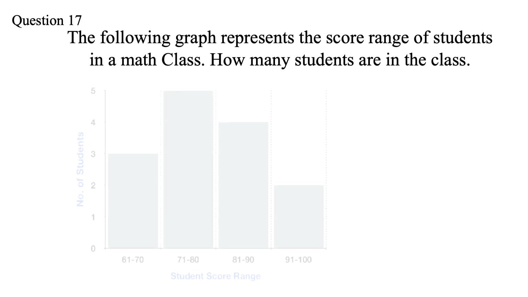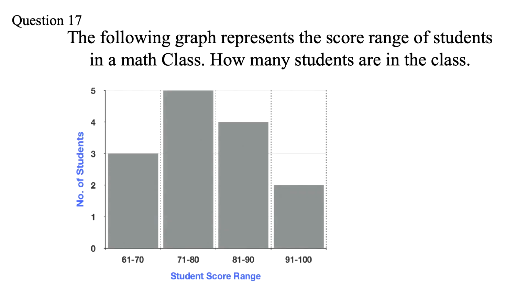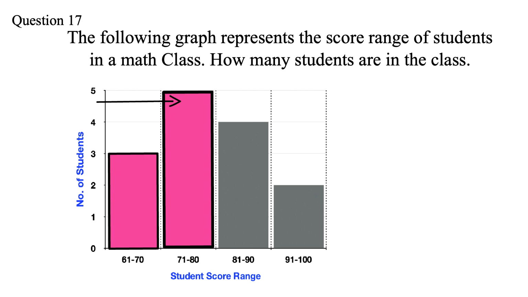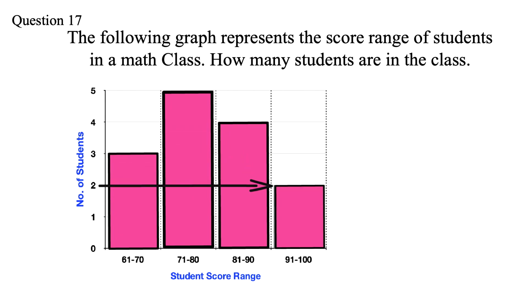Question 17. The following graph represents the score range of students in a math class. How many students are in the class? Being able to read and interpret graphs is a must on the GED. Here, the x-axis represents the score range and the y-axis represents the number of students whose scores are within that range. From the graph, you'll notice that there are 3 students whose score ranged from 61 to 70. There are 5 students whose score ranged from 71 to 80. There are 4 students whose score ranged from 81 to 90. There are 2 students whose score ranged from 91 to 100.